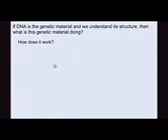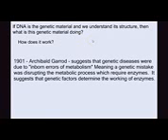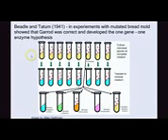Well, again, we have to go back. In 1901, Archibald Garrod suggested that genetic diseases were due to inborn errors of metabolism, meaning that a genetic mistake was disrupting the metabolic process, which required enzymes. It suggests that the genetic factors determine the working of enzymes. This idea was picked up by Beadle and Tatum in 1941 in a series of very tedious experiments using mutated bread molds.